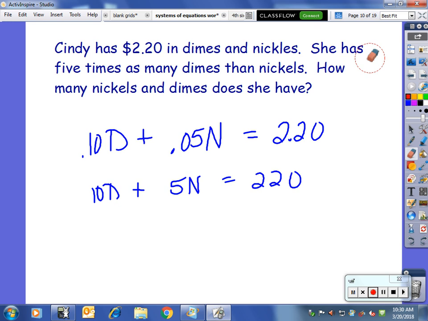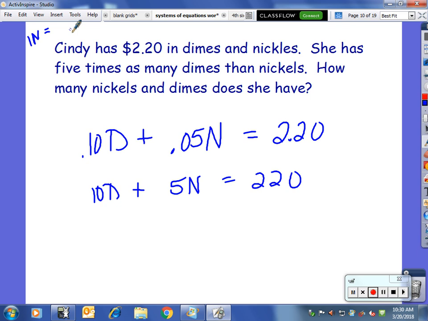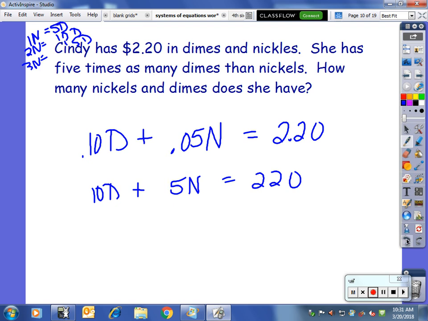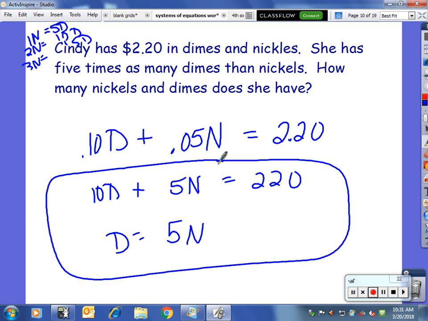Okay, she has 5 times as many dimes as nickels. So sometimes I just write out to the side, okay, well, if she had 1 nickel, how many dimes would that be? If she had 2 nickels, what would that be? If she had 3 nickels, what would that be? That's more dimes. So what am I doing to the nickel number? I'm taking the nickel number and multiplying it by 5. That's how I'm finding the dimes. So that's the set of equations you would use. This one's set up nicely for substitution. Right, Zoe?